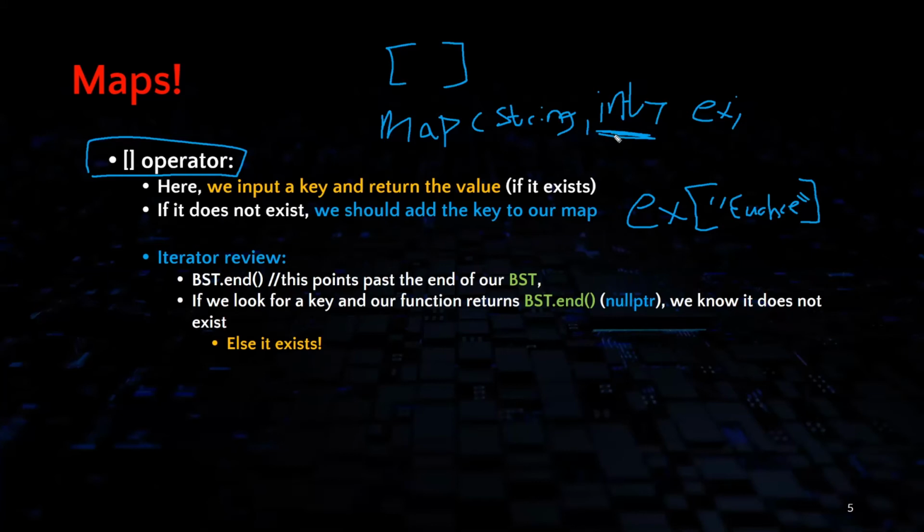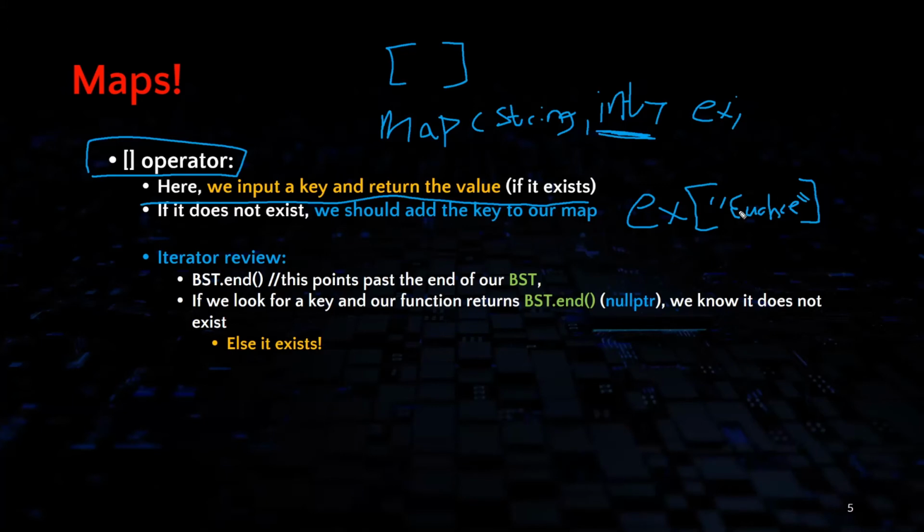So what I expect to happen here is, if euchre exists in my map, I'll go ahead and return its value. If it doesn't exist, I'll go ahead and create euchre in my map, and I'll go ahead and return the default value, which you don't have to worry about in this project. It'll do it for you, but that's just what happens in the map ADT. So in this function, like I said before, we're basically supplying a key to our map, and we want to check, does that value exist? If it does exist, return the value. If it doesn't exist, go ahead and add it to our map.